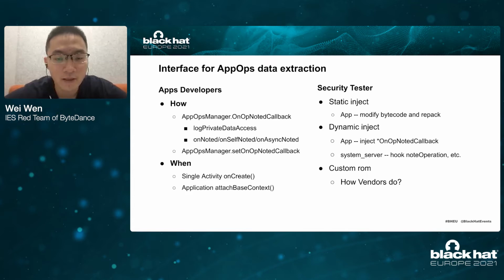The first method is static injection. For example, we can decompile a target APK to modify the code, inject OP node callback related classes and methods, then repackage and sign it. The second method is dynamic injection. We can dynamically inject OP node callback related objects into the app's process. In this way, the sensitive trace information can be obtained from the client side.